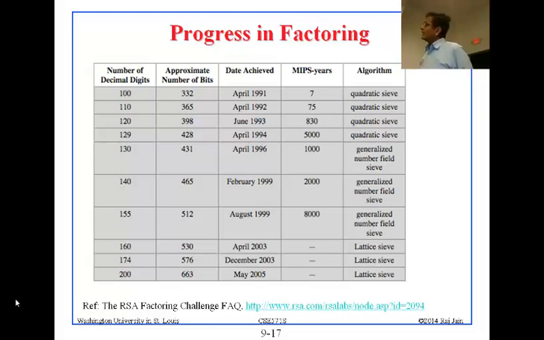So a 110-digit number will take 75 MIP years. It is not like a large number of years. It is just basically we get a very powerful machine, and then we will do it in some days. And this is the algorithm, and so on and so forth. So we are up to 155 to 200 digits. 155 digits is 512 bits. So you won't really use this size key. Generally, we use bigger than 1024, and as the years go by, we just keep increasing.